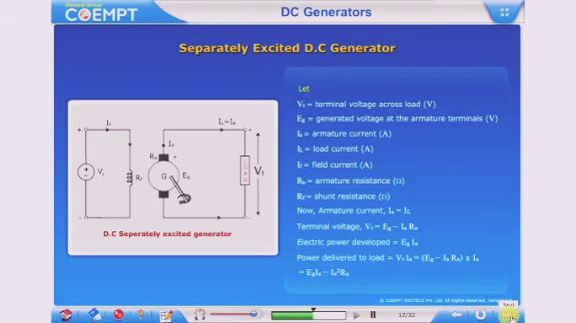Electric power developed is equal to Eg Ia. Power delivered to load is equal to (Eg minus Ia Ra) multiplied by Ia, which is equal to Eg Ia minus Ia square Ra.